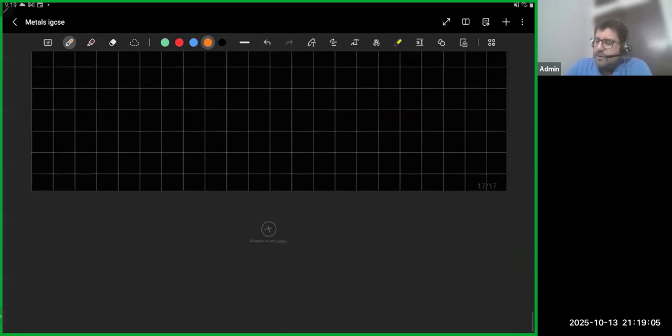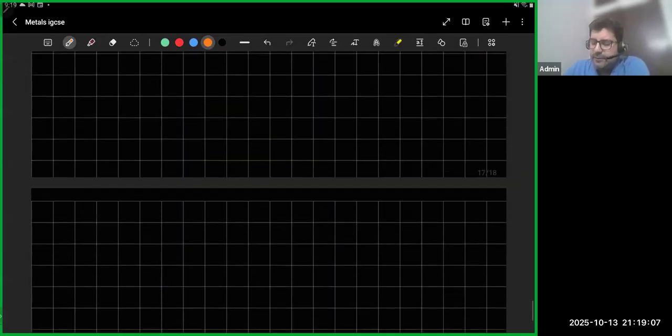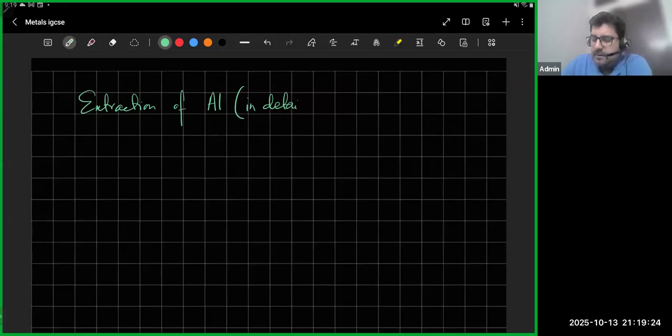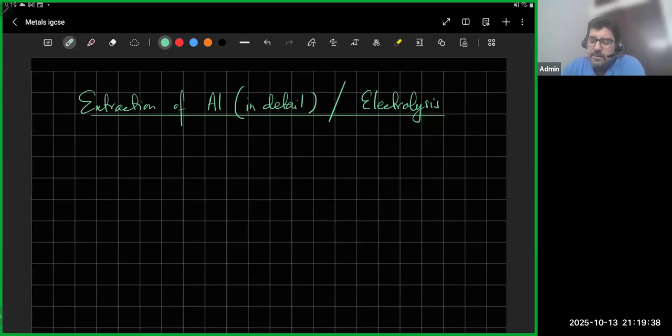Okay, so now what you need to study about this is the extraction of aluminium in detail. Extraction of aluminium, in detail, and this is done via electrolysis. Yeah, that needs to be completely studied.